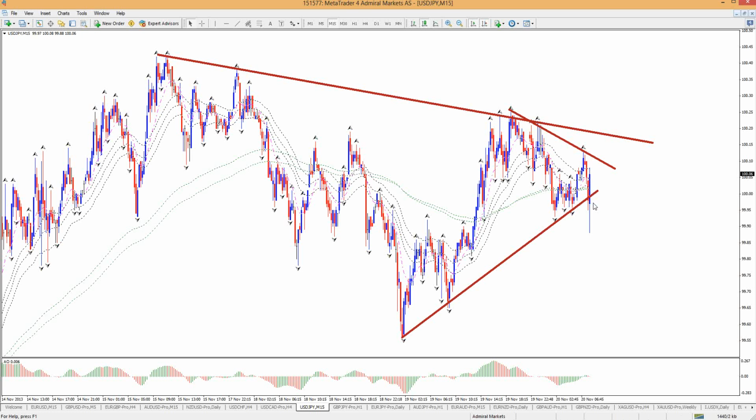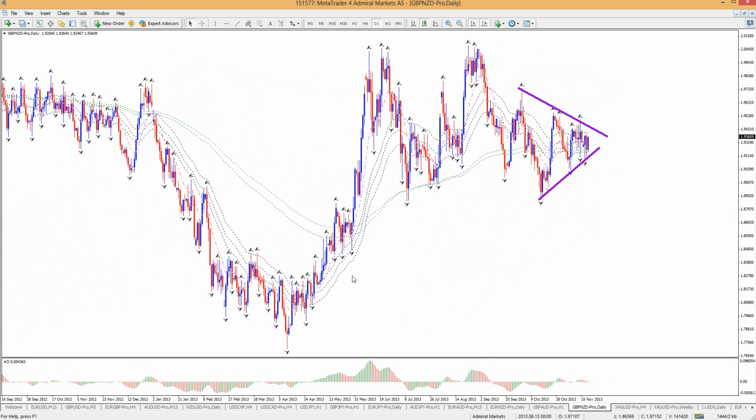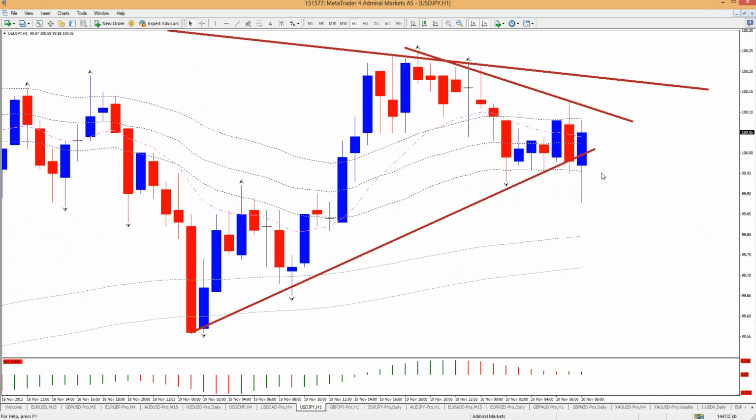Let's see. The angle is pretty flat of the moving averages. This one too, if we zoom in to the, oh, this is the daily chart. Wait, I lost my dollar yen. Here it is. Sorry. Yeah, moving average is pretty flat. So that's one of the, yeah, it's not that confirmed as yet.